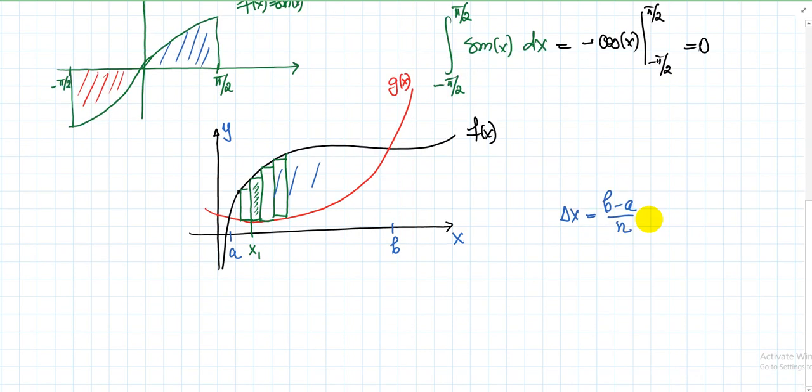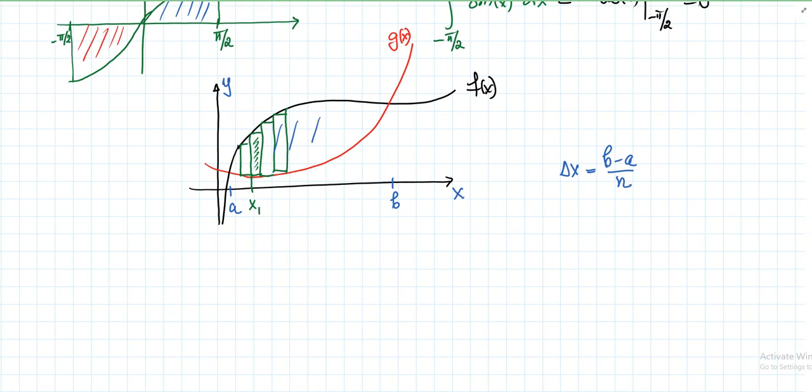Now, the width of each of the rectangles is equal to the delta x, right? Well, let me just copy this rectangle here. So this rectangle is equal to this one, where the width is equal to the delta x, right?